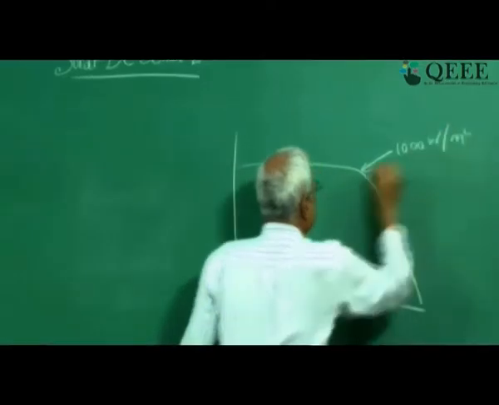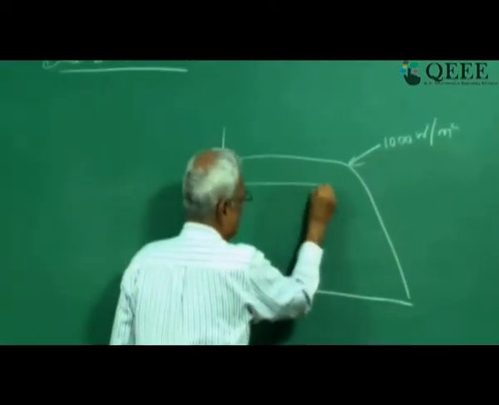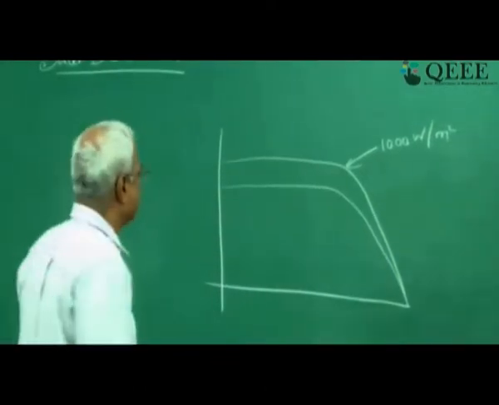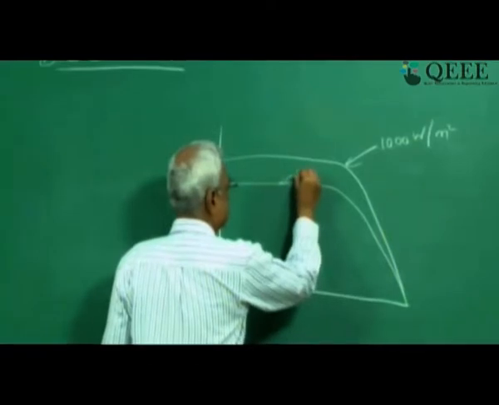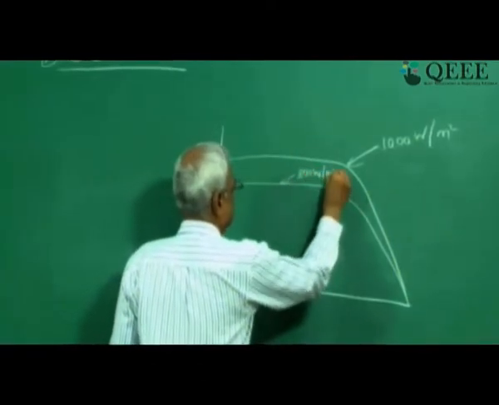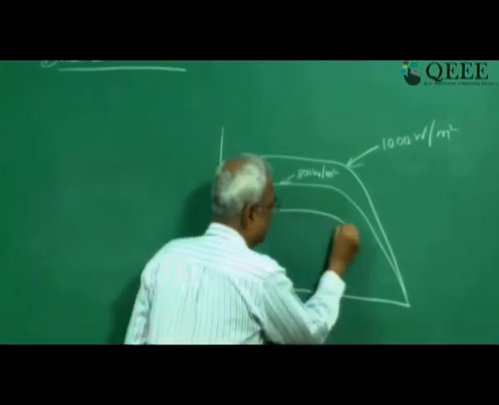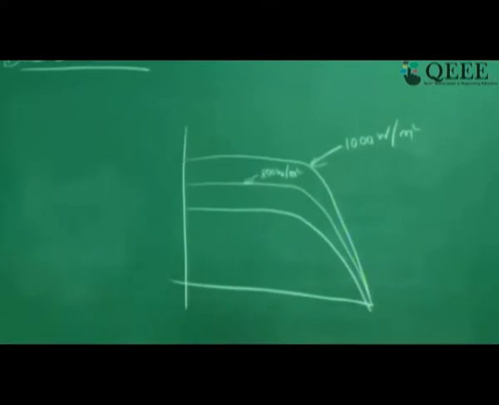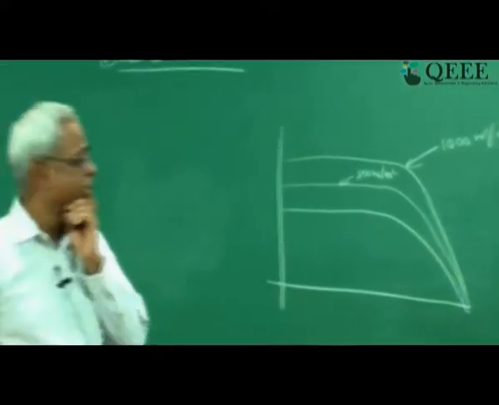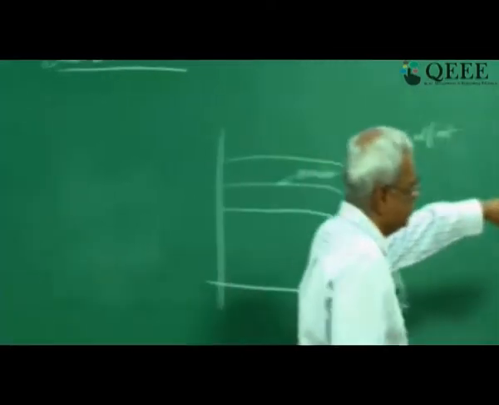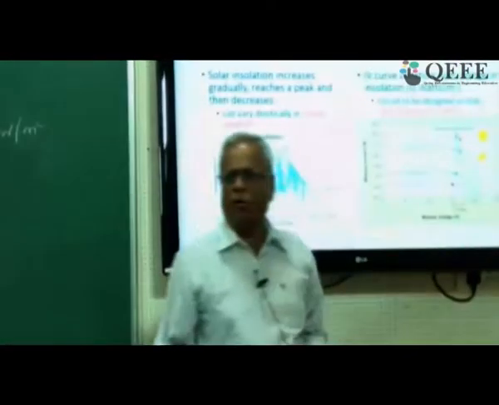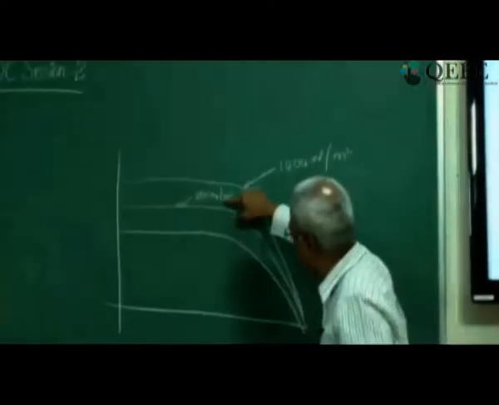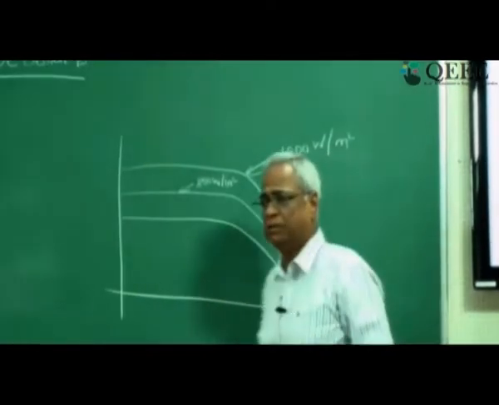But suppose it is not 1000 watts, then it will be something like this. And if it is 800 watts per meter square, it is like this. And if it falls down further, it goes like this. All right, this is what it shows. So depending on the time of day and amount of shading, the I versus V curve will jump from here, will go on here, will keep on changing.